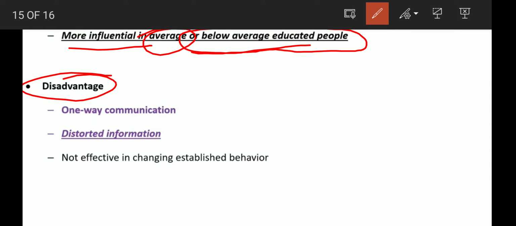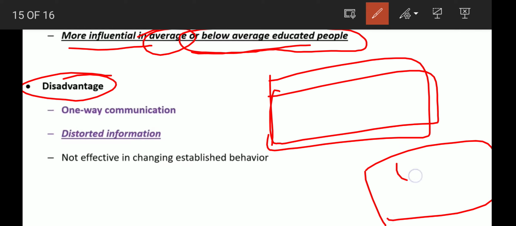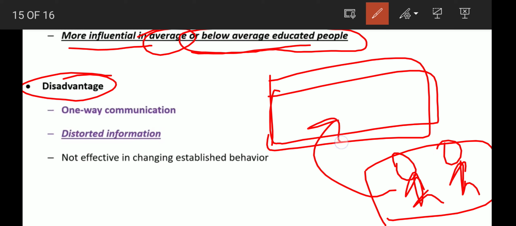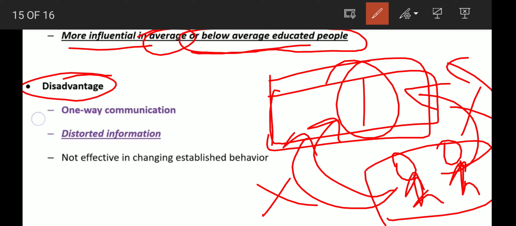What is the disadvantage is that it is a one way communication. Now on television something is shown, but the audience have no opportunity to question back or clear doubts or place their thoughts and views. There is no such opportunity. It is just a one way communication.